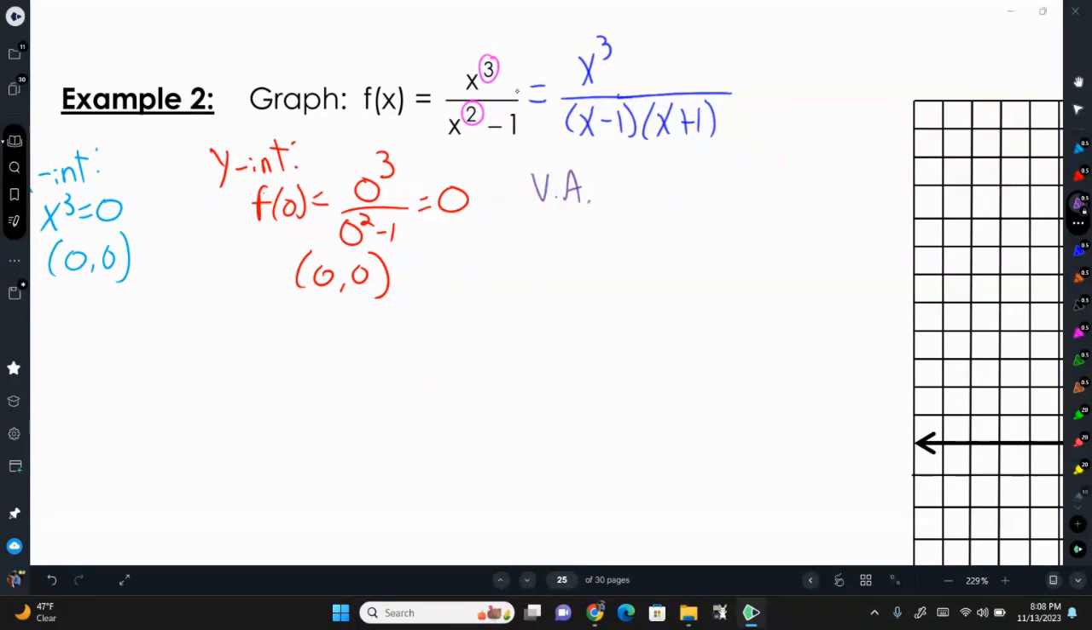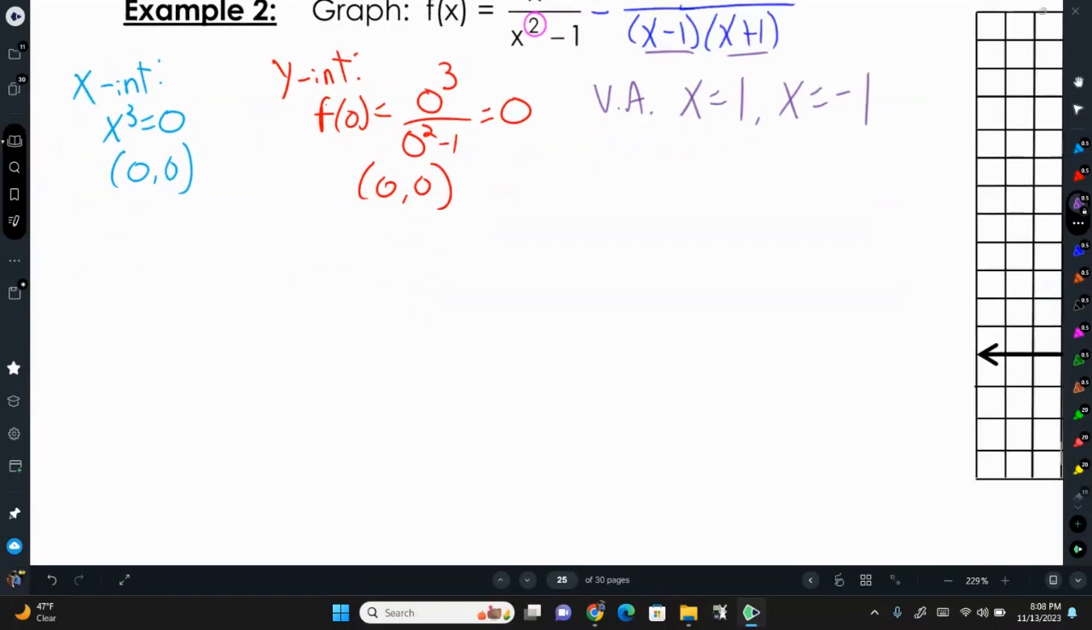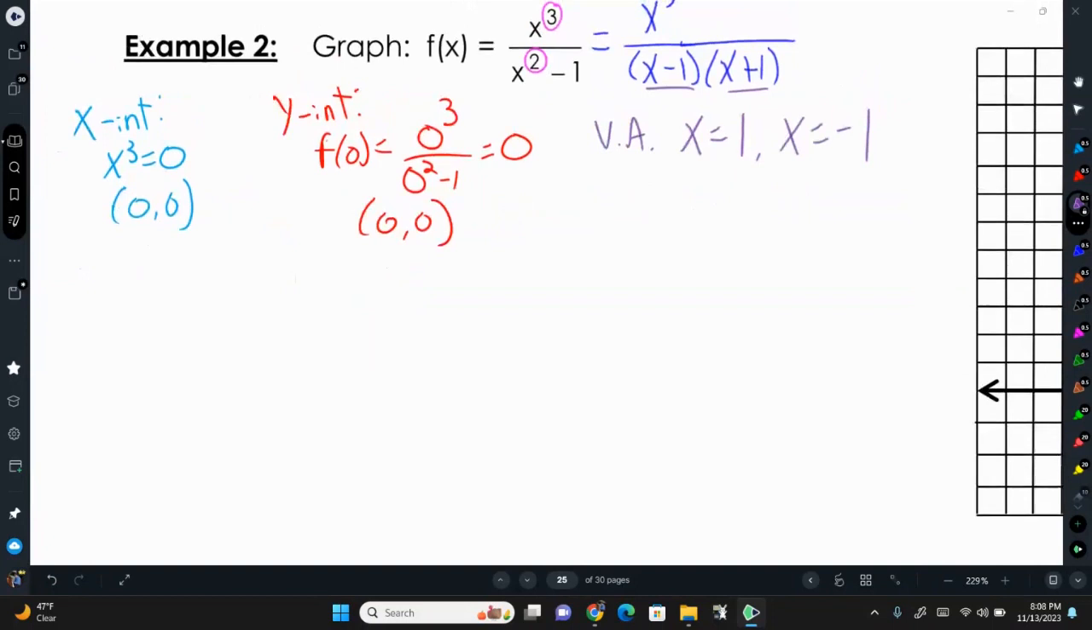Vertical asymptote. Okay, what makes these 0? x equals 1 and x equals negative 1. And like I was saying, we don't have a horizontal asymptote, but we have a slant asymptote. So we're going to divide x to the third by x squared minus 1. So we have x squared plus 0x minus 1 divided into x to the third plus 0x squared plus 0x plus 0.